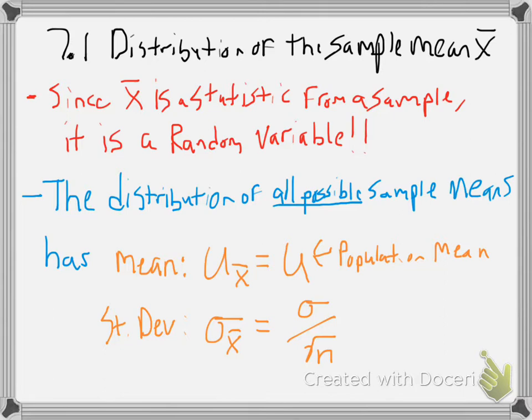What's interesting about this is that a lot of students have trouble making this connection, but the sample mean itself is a random variable. Remember, if we count the number of times a train shows up late, that's 0, 1, 2, 3, 4, 5, 6, 7, 8, 9, 10.